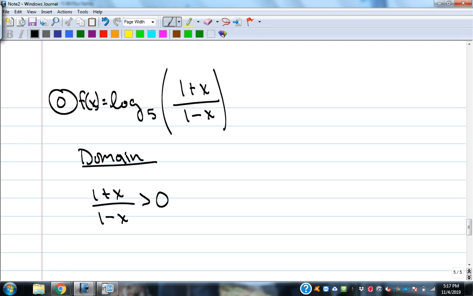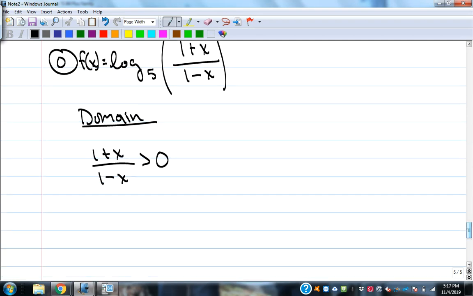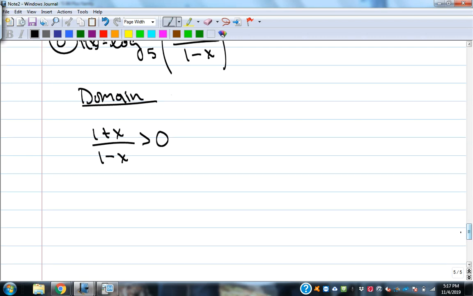And when you're solving an inequality with a rational function or a rational piece, you've got to do some interval checking here. So what we've got to find is where the denominator equals 0 and where the numerator equals 0. So the denominator equals 0 at +1. So 1 minus x equals 0, that'd be x equals +1. And then the numerator, 1 plus x, when does it equal 0?